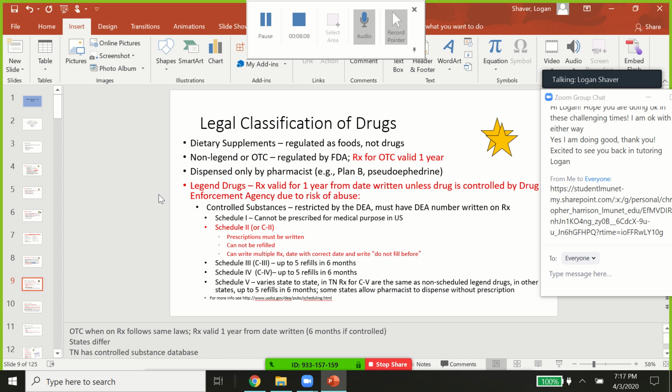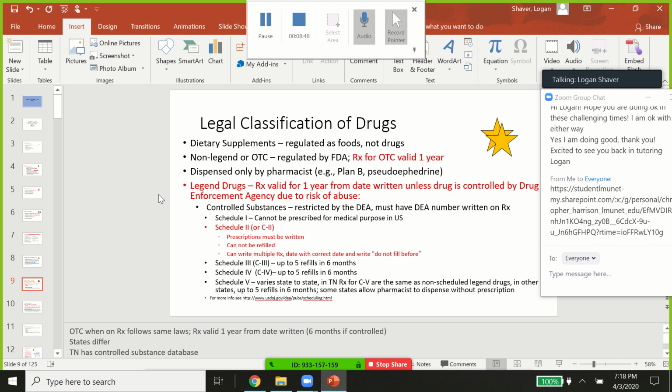That's where we get into Schedule 2, which is what's in red here. The schedules all differ based upon refills and whether it can be prescribed. But Schedule 2 prescriptions must be written, and they cannot be refilled whatsoever. You can write multiple prescriptions, but you date them with the correct date and write "do not fill before." All of those facts you do have to know, in case you're asked about any of them.